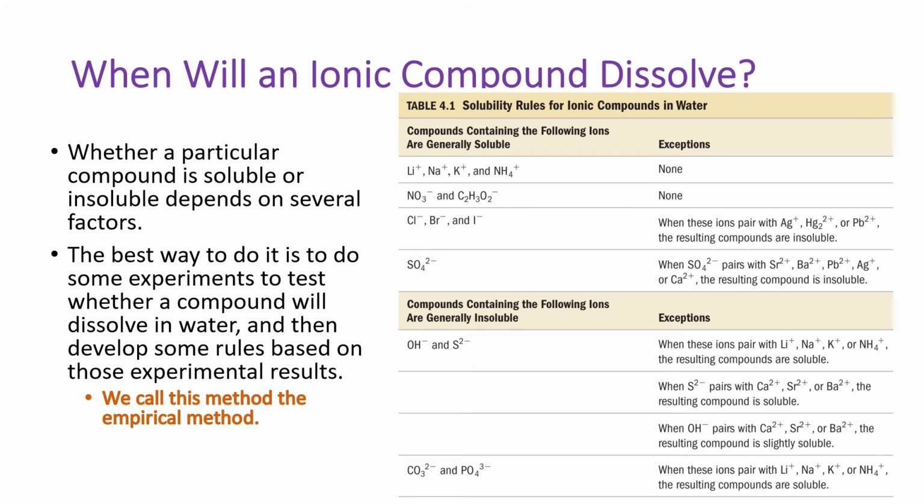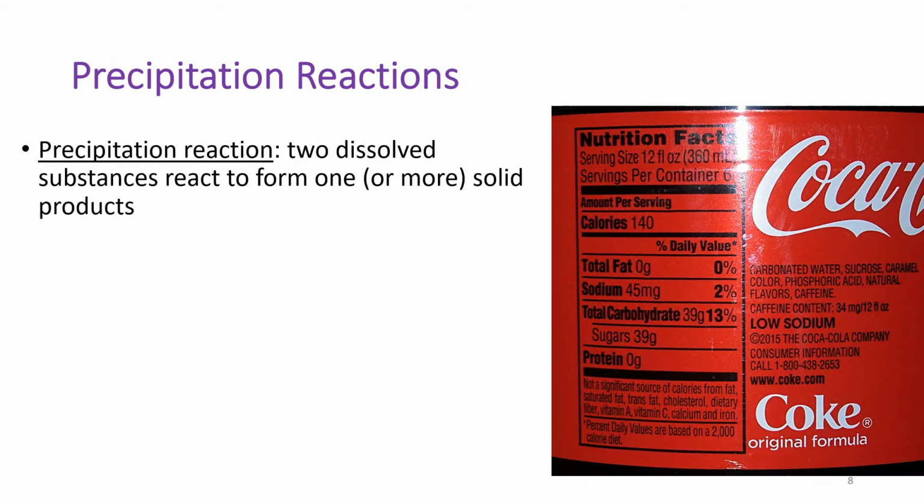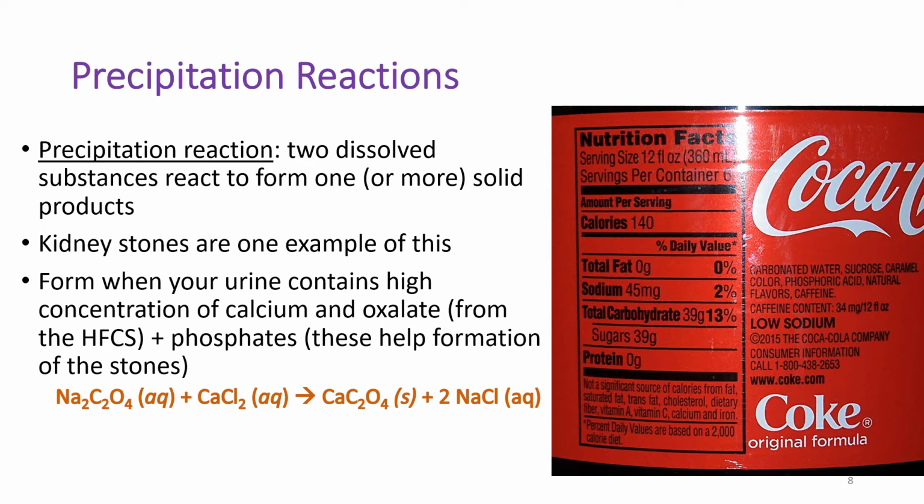You're probably wondering, how do I tell when an ionic compound is going to want to dissolve? That has to do with something called solubility rules. Solubility rules are an empirical method. What an empirical method means is that observations have been made, and we're taking those observations and turning them into rules. So that's where all of these rules come from, and we're going to learn how to use these solubility rules.